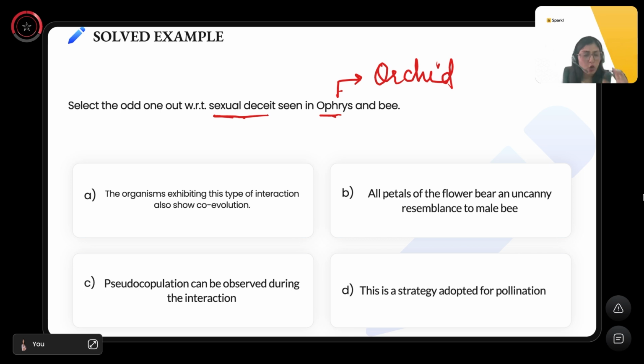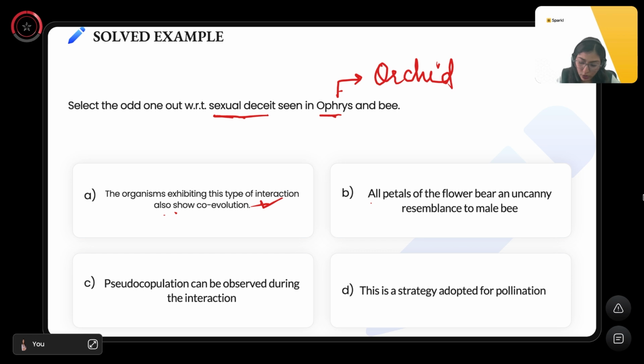Now यहाँ पे अगर आप ऑप्शंस देखोगे तो first option says the organism exhibits this type of interaction also shows co-evolution. So this is absolutely correct statement बेटा. हनी बी में कोई चेंज, यहाँ पे बी में कोई चेंज आएगा, this orchid also needs to change itself so that ये एक जो कनेक्शन है पॉलिनेट करने का वो बना रहे.